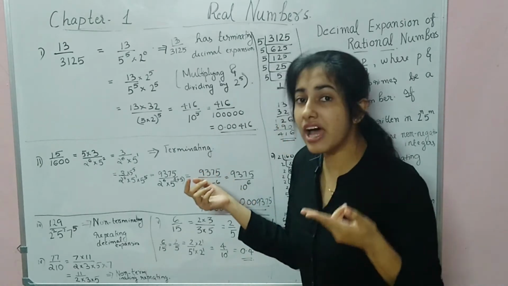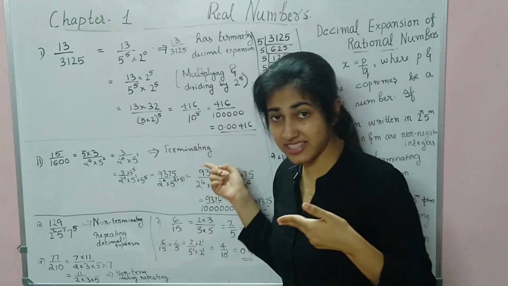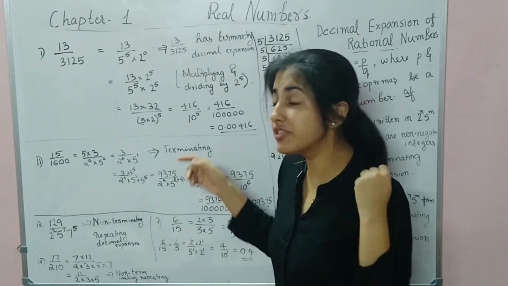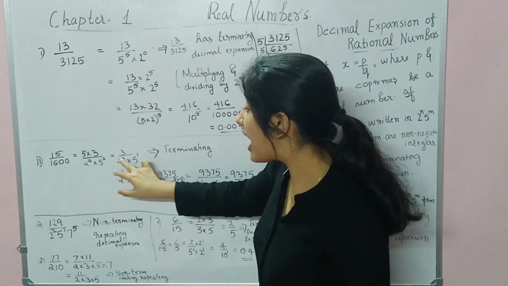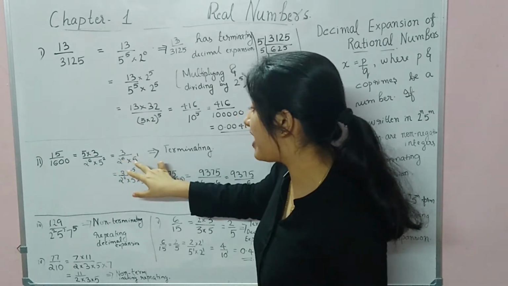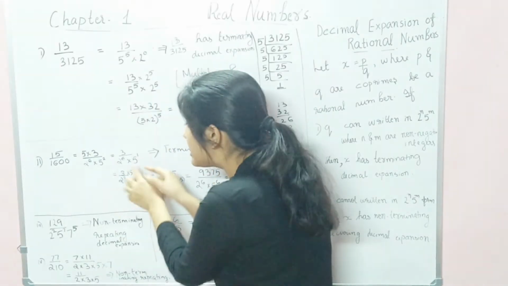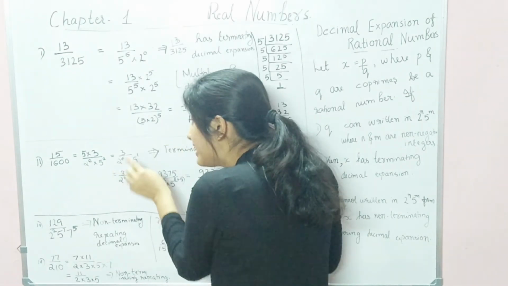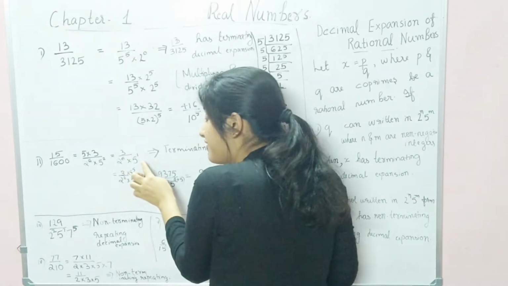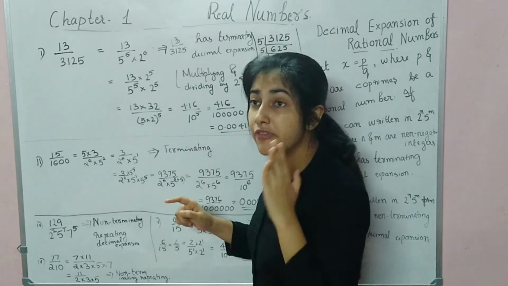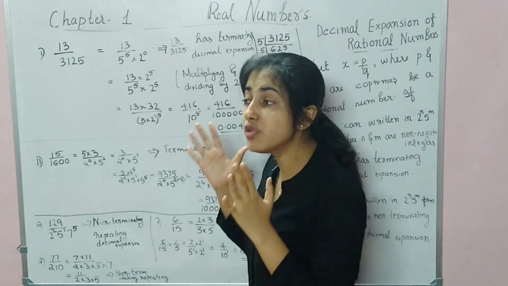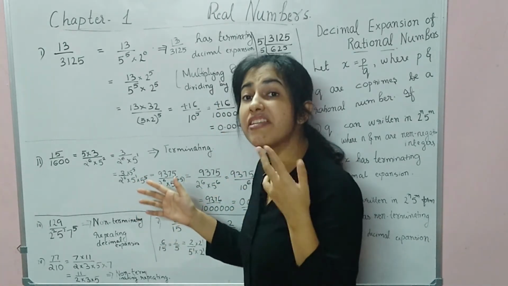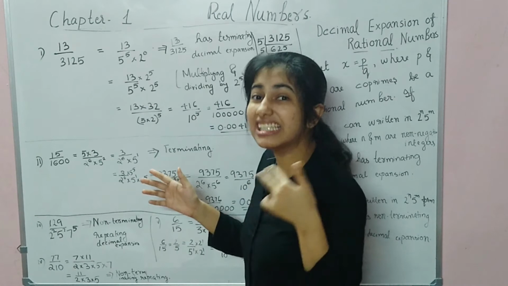So we are asked to find the decimal expansion, if it has a terminating decimal expansion, without doing actual division. So what you have to do is you have to make the powers of 2 and 5 same. So I have to multiply this denominator with 5 raised to 5 to make the powers of both 2 and 5 same. So the first step in finding the decimal expansion without doing actual division is making the powers of 2 and 5 in the denominator same.